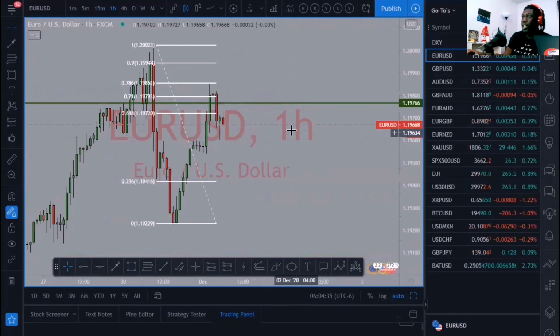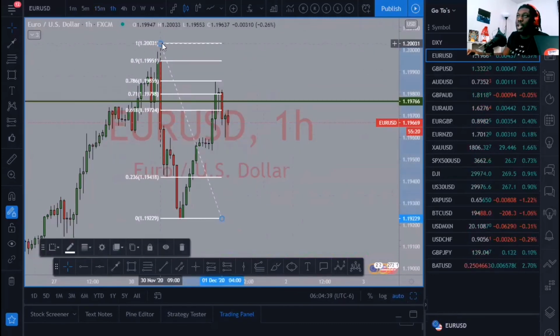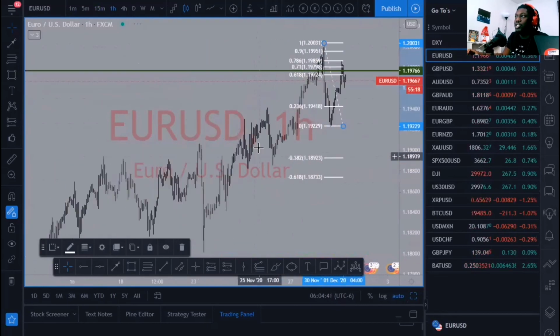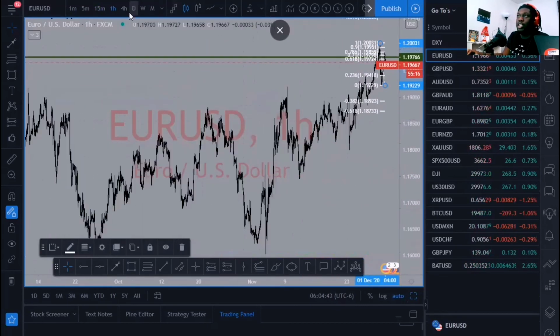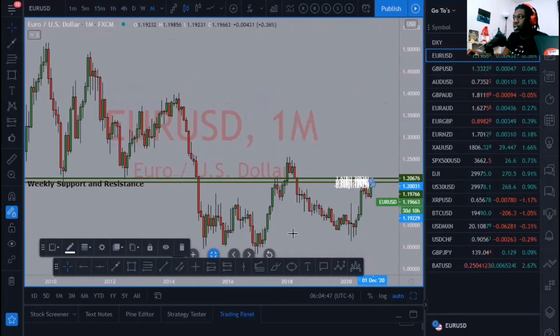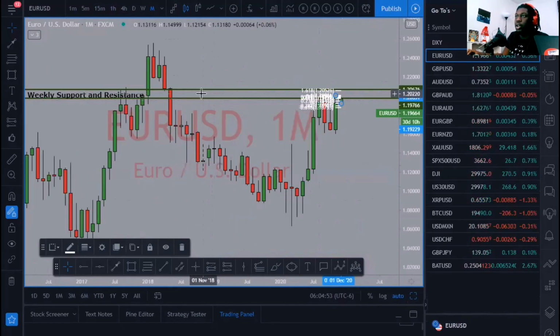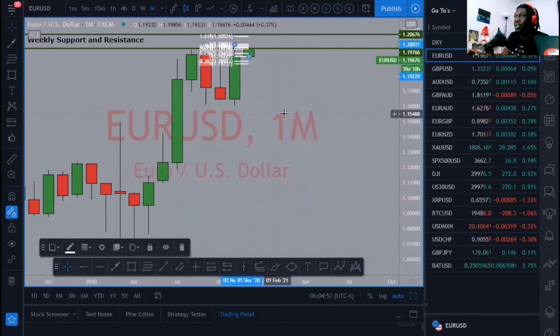So EU, same thing. It made this bearish move down to here. And just to show the monthly time frame candle closing, this is how the candle ended up closing on Euro USD. Held under this weekly support and resistance right here.